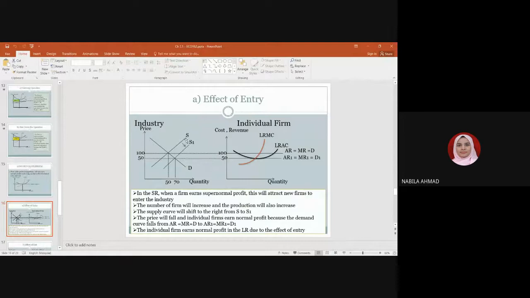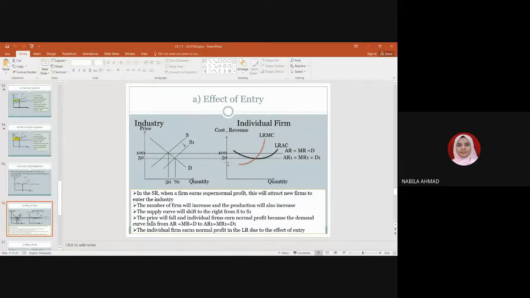Let's say, so S and D is the initial equilibrium. So the price is 100. So harga itu akan diambil oleh firm. Yeah, so this is the demand curve of the firm. So let's say average revenue di bawah sini, average cost di bawah ni. So average revenue 100, average cost 50. So kita tahu the firm is making profit.